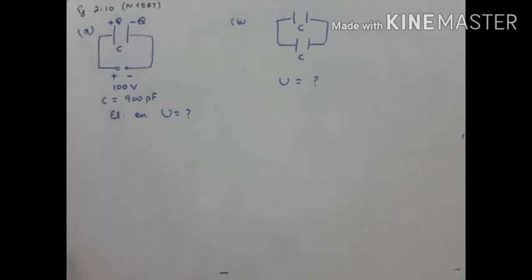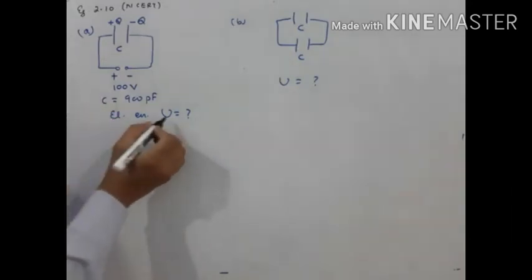This is example 2.10. I would like you to take out your books, see that particular example and read the question first. I am reading the question for you. Part A says a 900 picofarad capacitor is charged by a 100 volt battery. How much electrostatic energy is stored by the capacitor? So we have to find electrostatic energy.